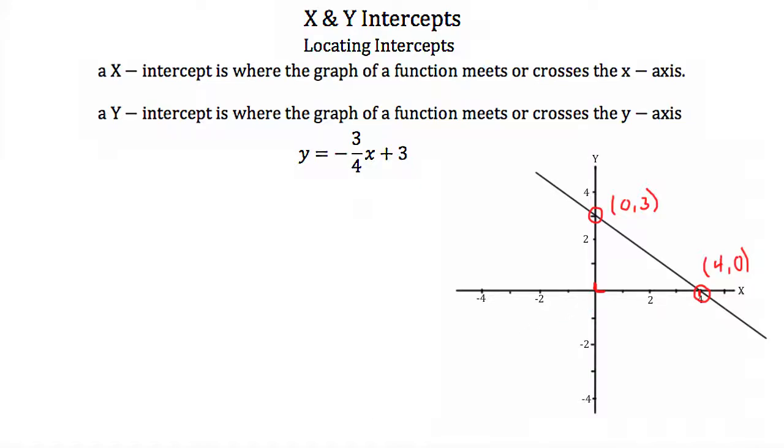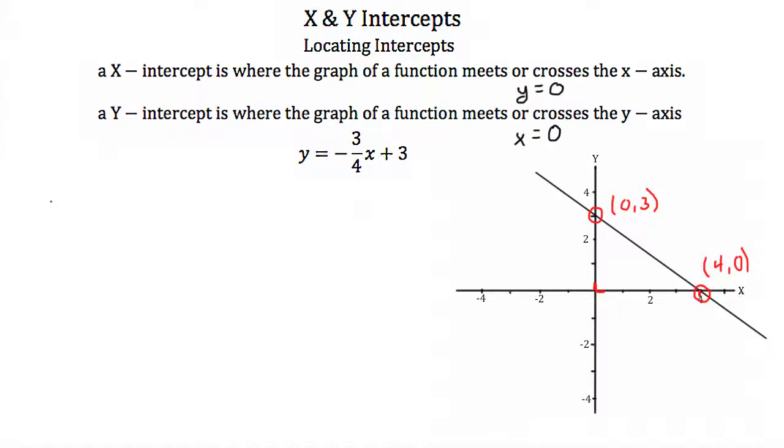So knowing that, you can see that every x-intercept has a y-coordinate of 0, and every y-intercept has an x-coordinate equal to 0. So if we didn't have the graph and we just had the equation y is equal to negative 3/4 x plus 3, and we wanted to find the x and y intercepts, we could plug in y equal to 0 and x equal to 0 and solve for the other coordinate.